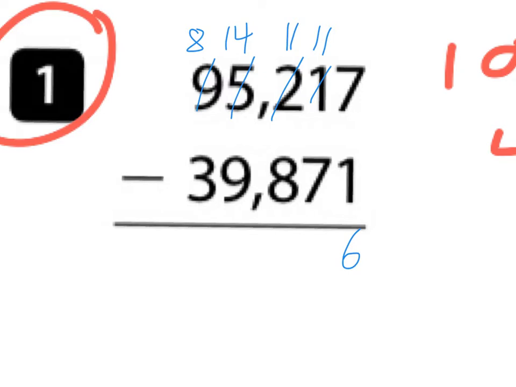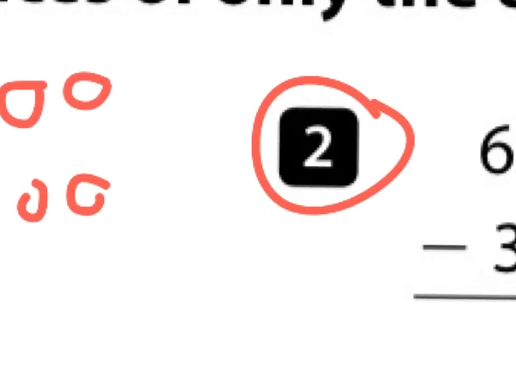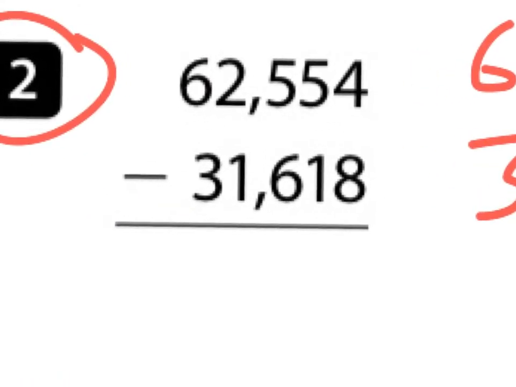We can subtract. Tens place, 11 minus 7 would give me a difference of 4. My hundreds place would give me a difference of 3. My thousands place would give me a difference of 5. And then my 10,000s place would give me a difference of 5. 55,346 is my difference.